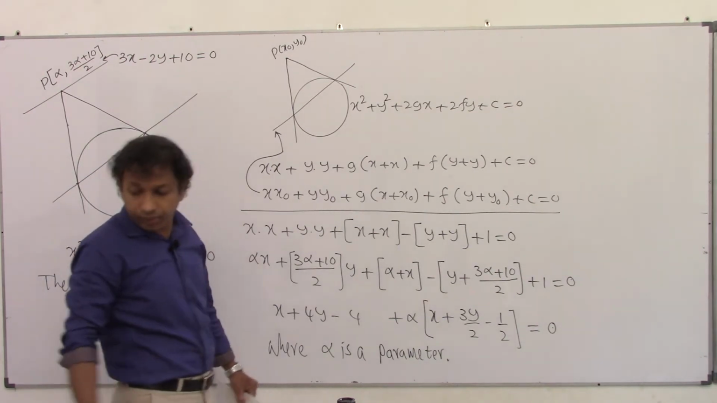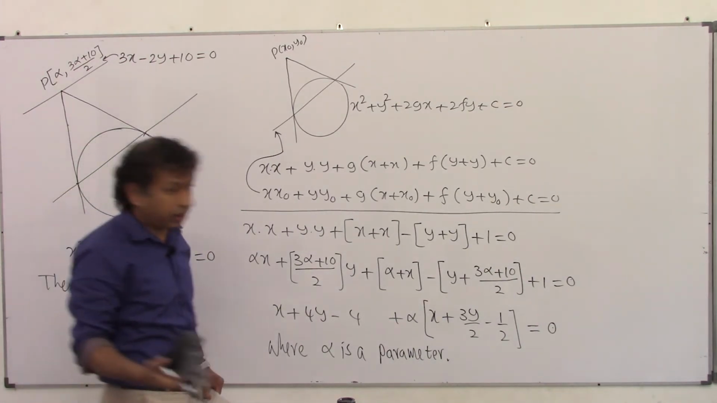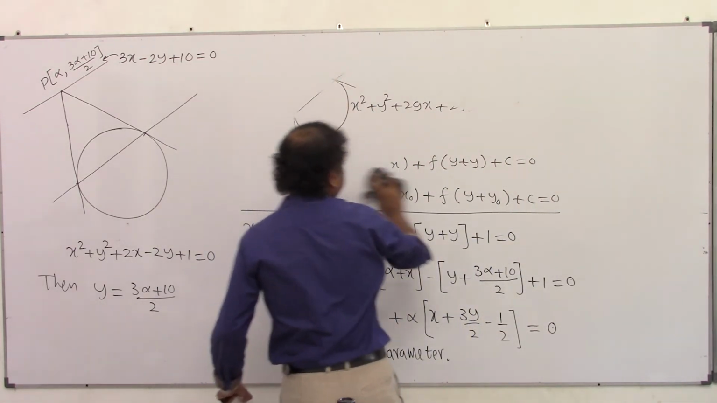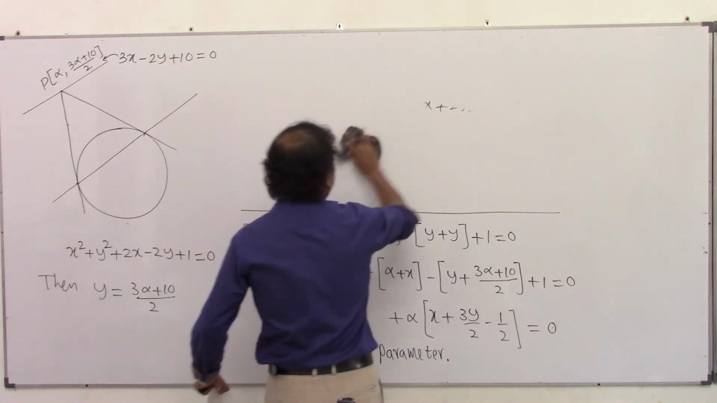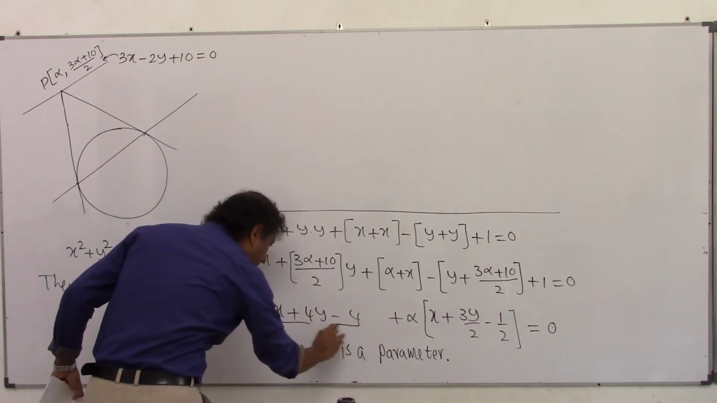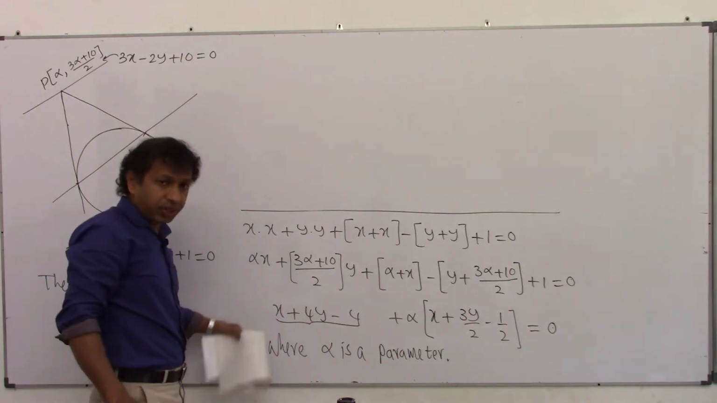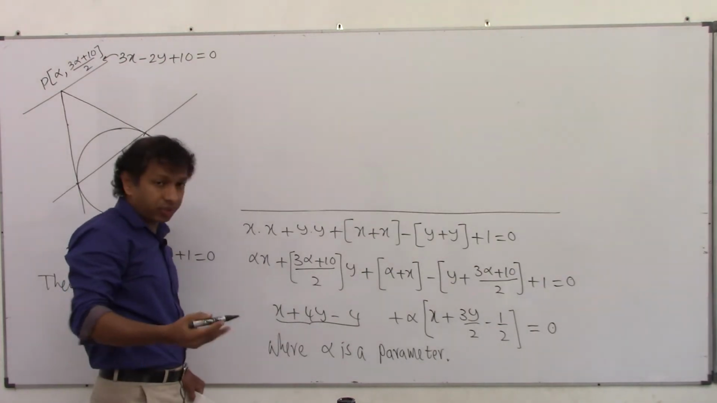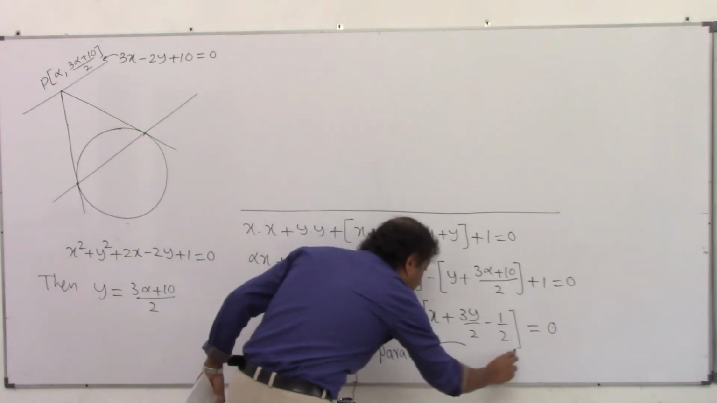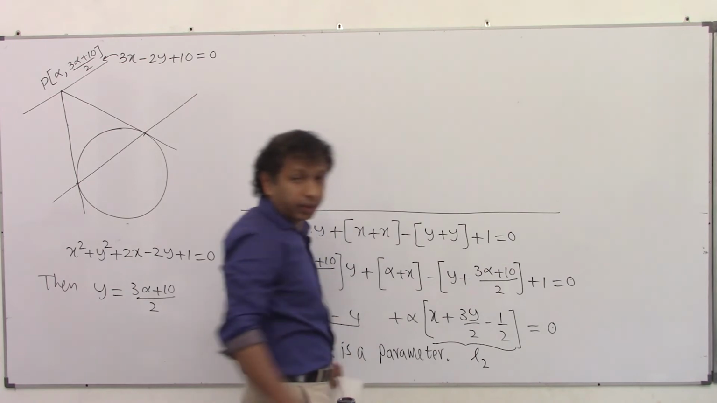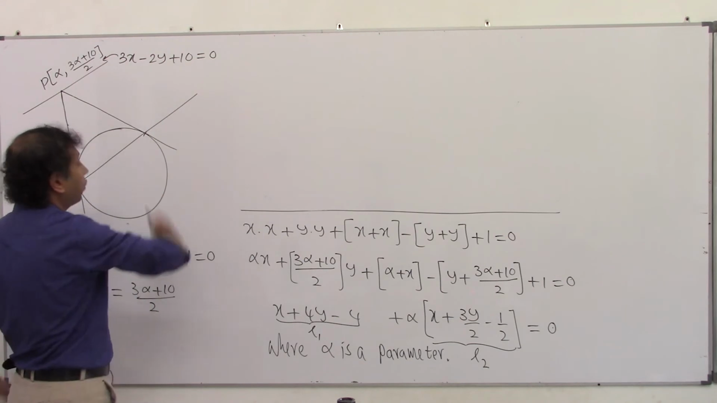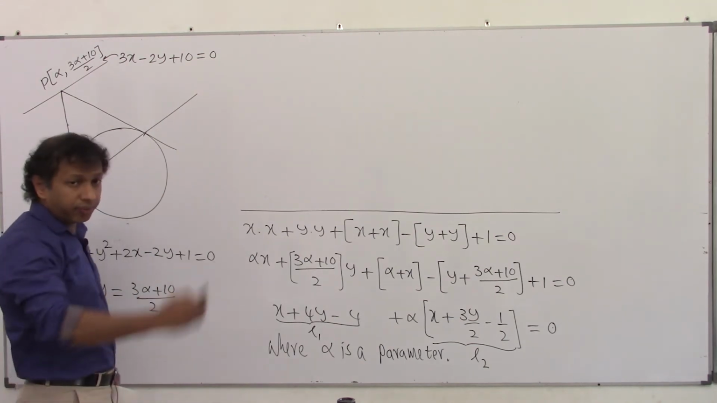Now you can see very clearly that the equation takes the form L1 plus lambda L2 equals 0. Here, if I take this one, this is an equation of a straight line: x term, y term, constant. If I take this as L1 and this as L2, that's also the equation of a straight line. Then this equation of the chord of contact takes the form L1 plus lambda L2 equals 0.